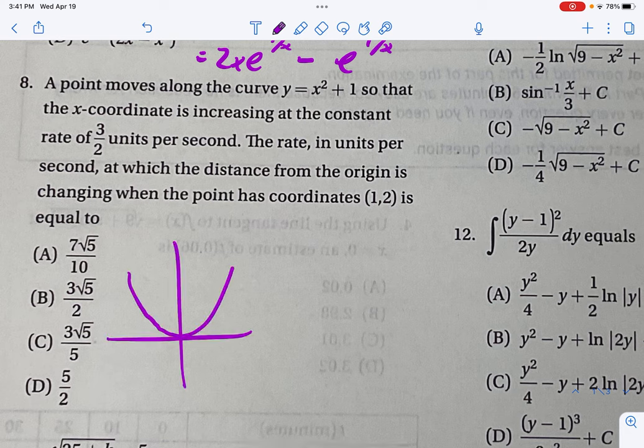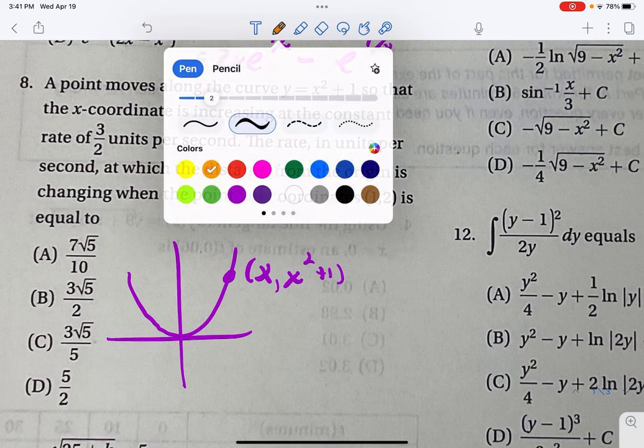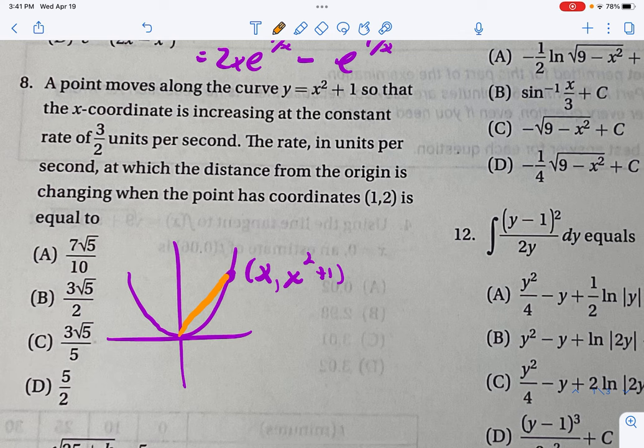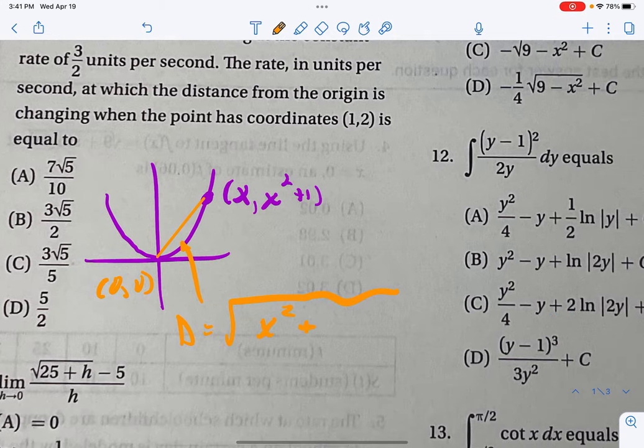We have a point like so. Here is x, x squared plus 1. Ideally, you know distance formula, but you can do it with Pythagorean theorem. This distance is the square root of, right here, 0, 0. How far apart are the x coordinates? That's just x, and we square it. How far apart are the y coordinates? And we square that.